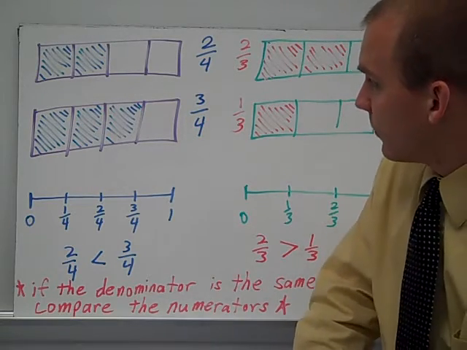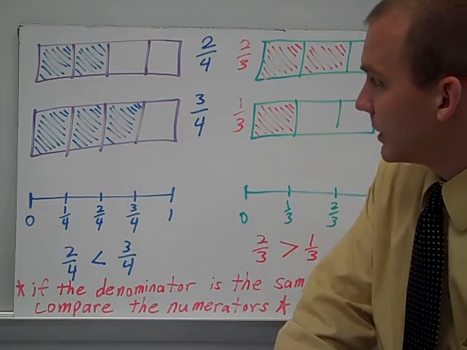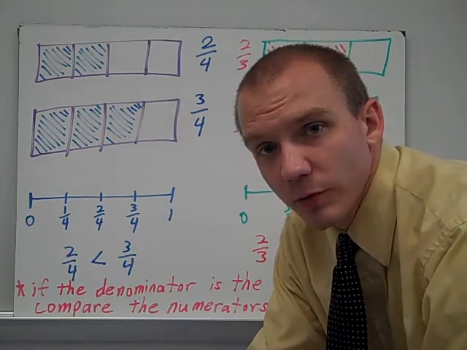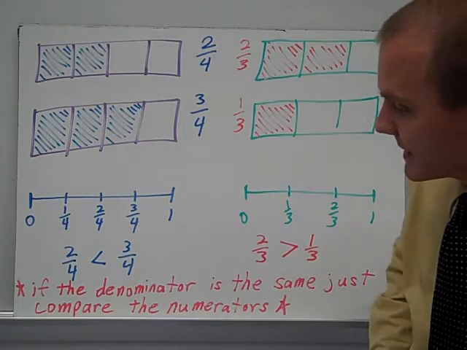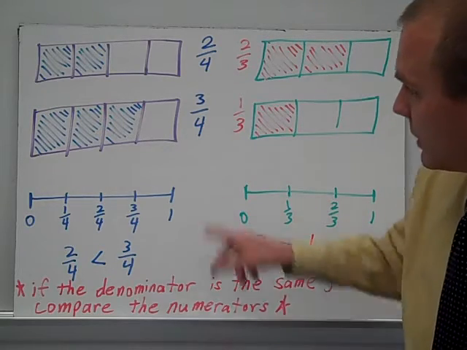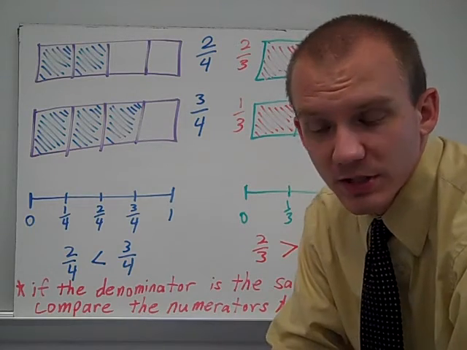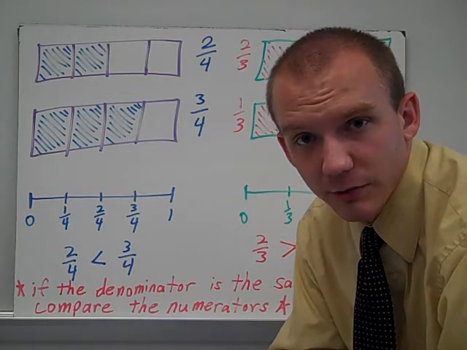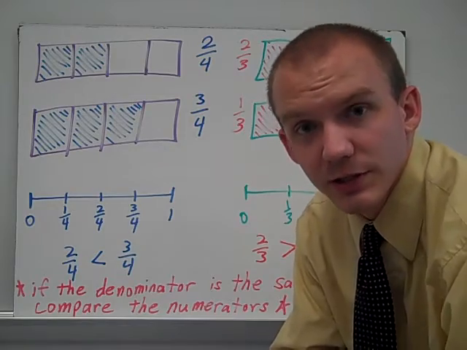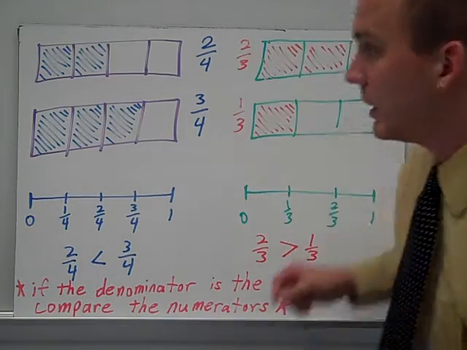It's a pretty straightforward trick to comparing fractions when you have the same denominator. And that's down here on the bottom. It says if the denominator is the same, so you have fourths or you have thirds, just compare the numerators. And whichever numerator is bigger, that's the larger fraction. So the greater numerator, greater fraction, smaller numerator, smaller fraction.